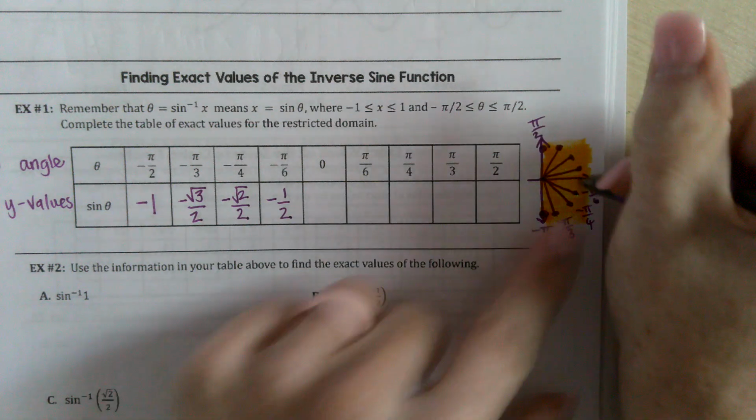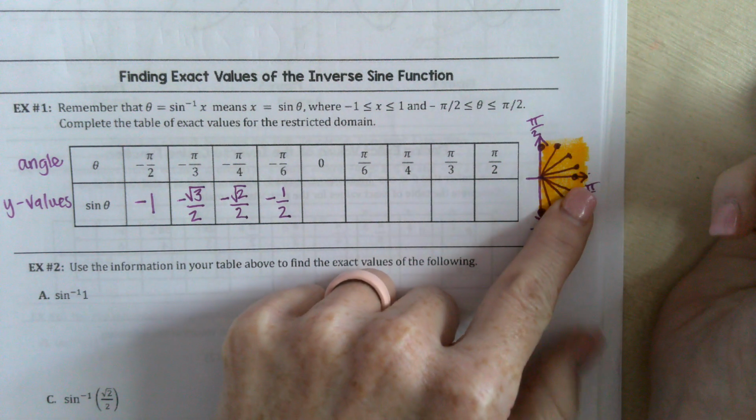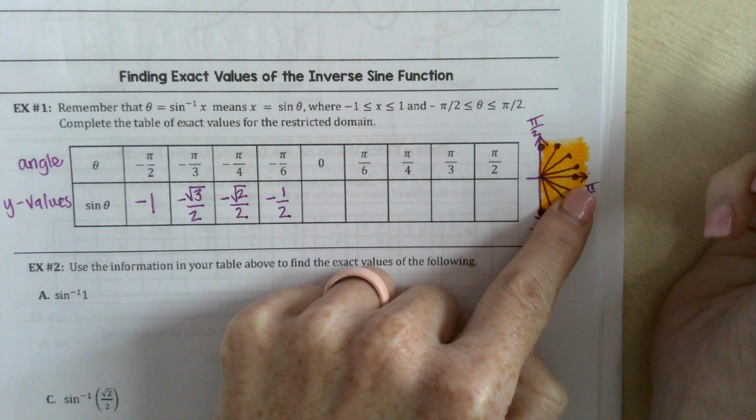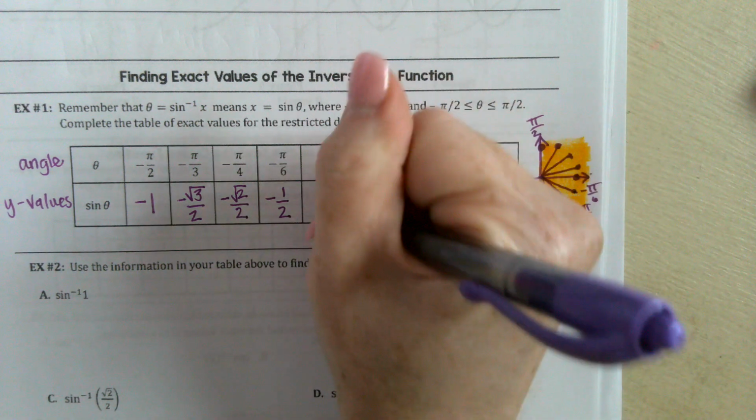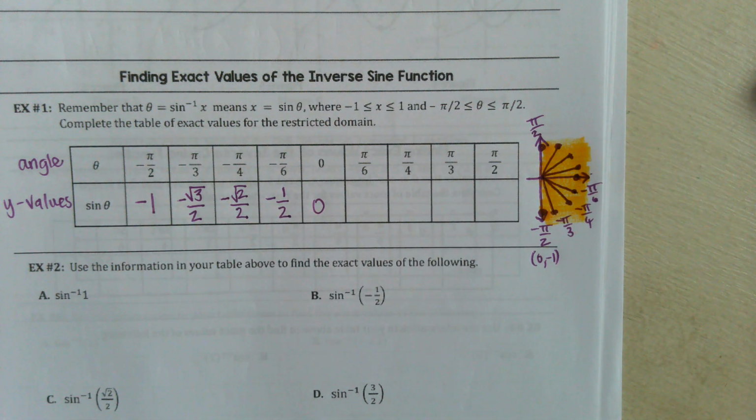What about 0? 0 right here. What is my ordered pair? 1, 0. I want the y-coordinate, which is 0.